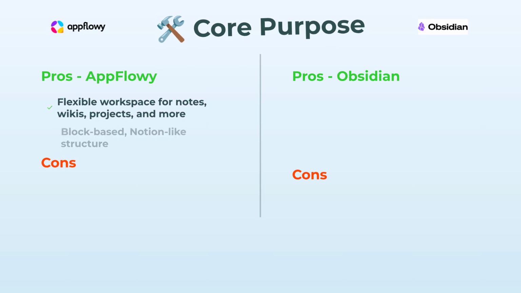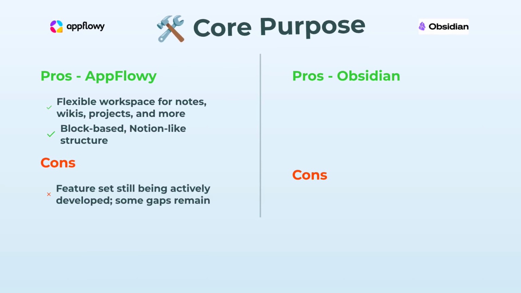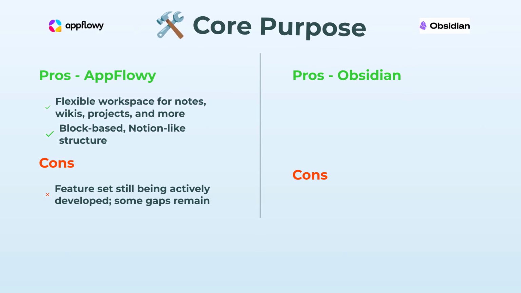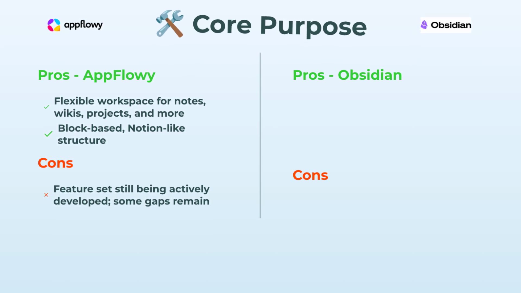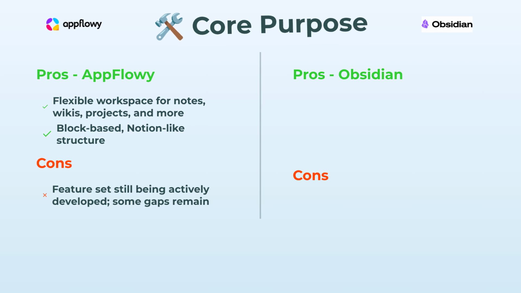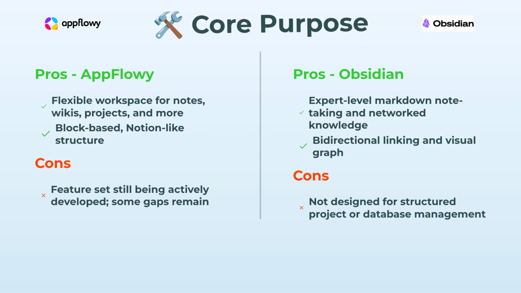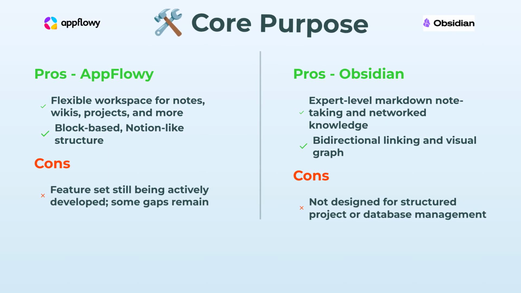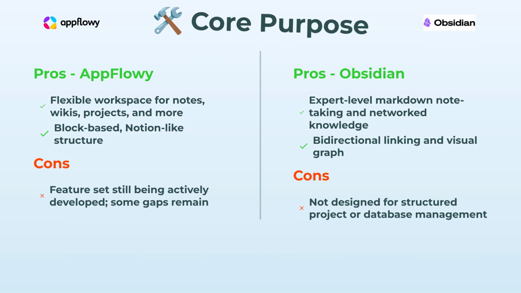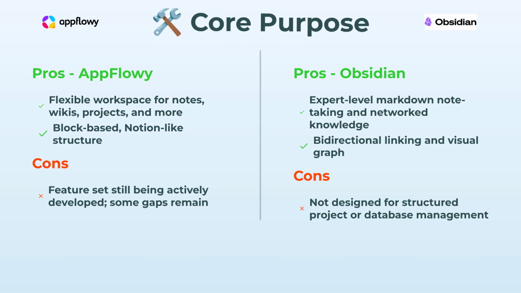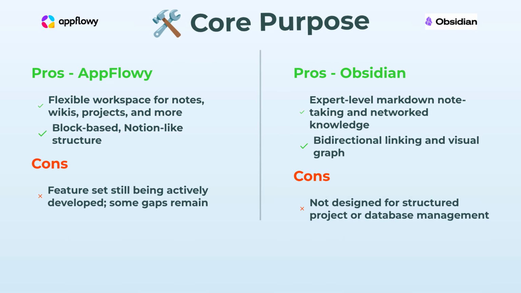So first off, let's talk core purpose. AppFlowy is all about creating a flexible workspace, notes, wikis, projects, stuff almost anyone could organize, and it feels a lot like Notion with those block-based layouts. Super cool for people who want that do-it-all vibe. Now, Obsidian leans into powerful markdown note-taking and building your own knowledge network, complete with bidirectional links and a visual graph. Honestly, it's a dream for anyone obsessed with connecting ideas, but you won't get structured project management here. Both have their strengths, so on this one, it's a tie.